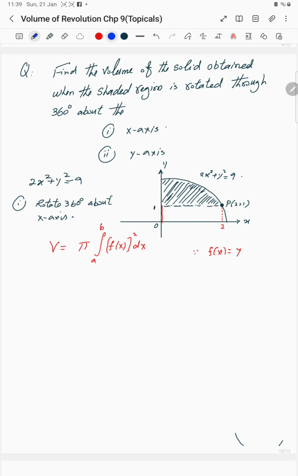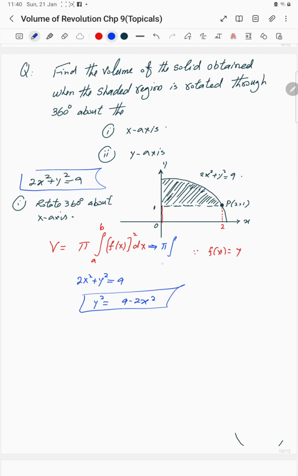So the given function is 2x squared plus y squared equals 9, and this will be y squared equals 9 minus 2x squared, because the volume is pi times the integral from a to b of y squared dx. Because we know this, we just apply the formula.